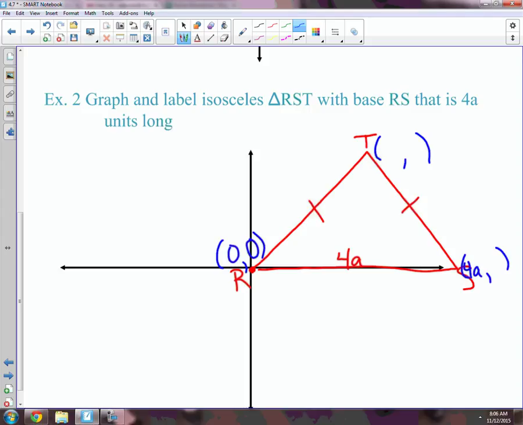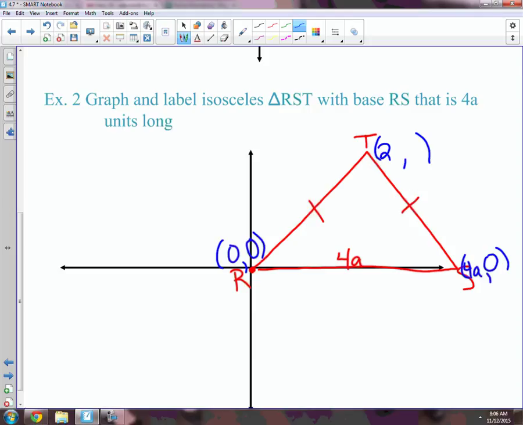Okay, now, here's where we have to put a little thought into this for T. If T is the vertex angle of two equal sides, and this bottom is 4A, do you know how far over T has to be? 2A. Good. Whenever you have isosceles, it's going to be over exactly half of the base because it's in the middle of the base. So half of 4A is 2A.